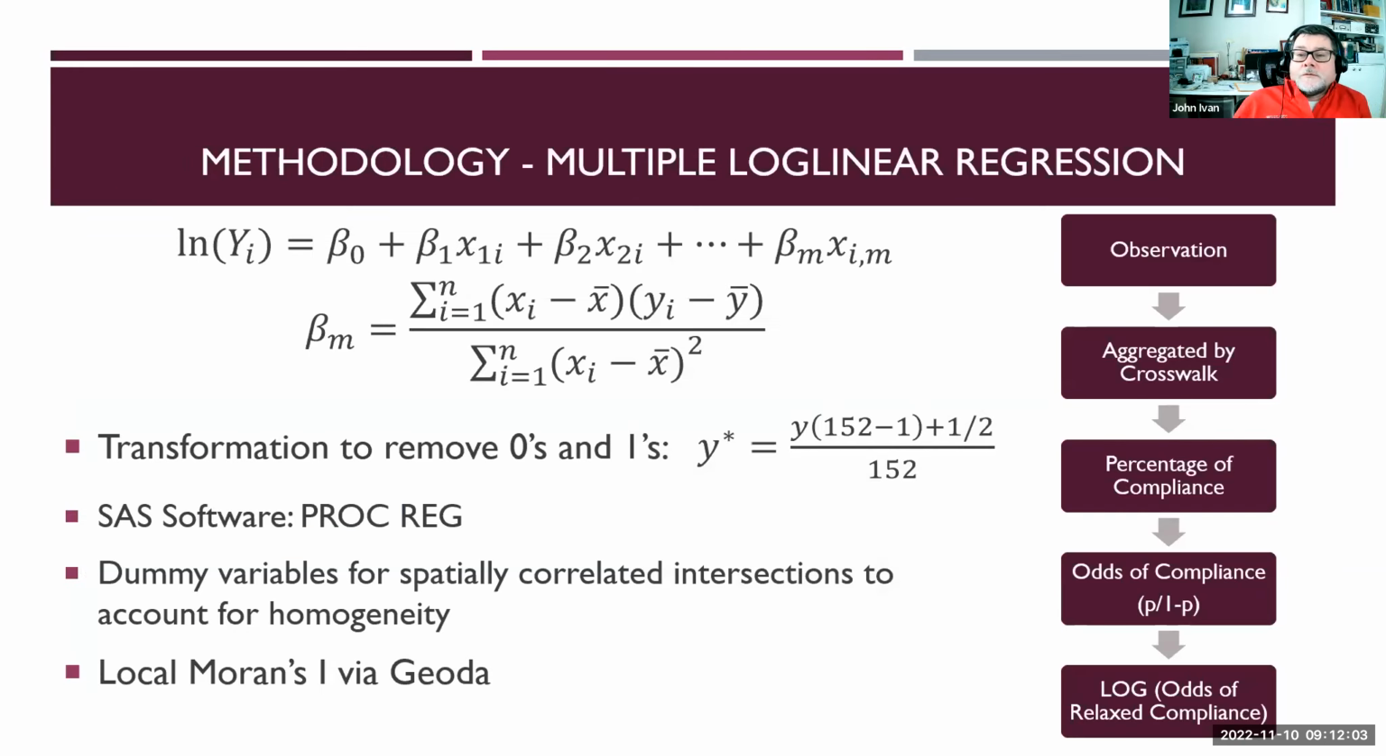So as I mentioned, we did a log linear regression of the log odds ratio. So first we had the observations, we aggregated them for each crosswalk, calculated the percentage of compliance, then the odds of compliance, and now this Y is the log of the odds of compliance. So one of the things we had to do is, because if we had any zeros, there were some that were all compliant or not compliant at all. That didn't work. So we did this small transformation to get the numbers away from 0 and 1.